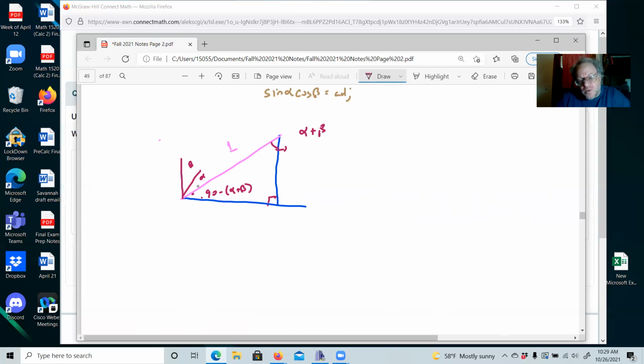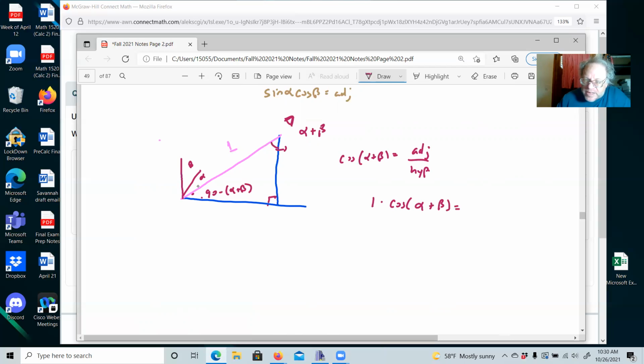So remember, hypotenuse is 1. So if I'm looking at this angle, it's either an eye or satellite, depending on how you want to look at it. But satellites are eyes. This angle, the cosine, this adjacent side here. So we say cosine of alpha plus beta is equal to the adjacent over the hypotenuse. Hypotenuse is 1. So we have 1 times cosine alpha plus beta is equal to that adjacent side. So this is cosine of alpha plus beta.